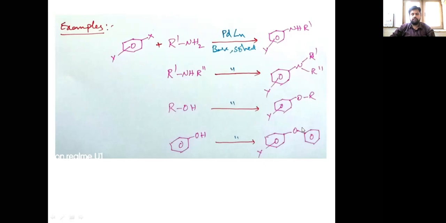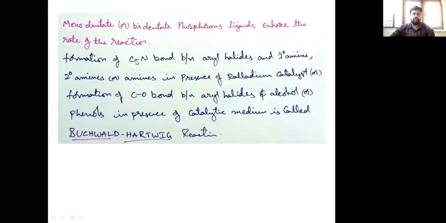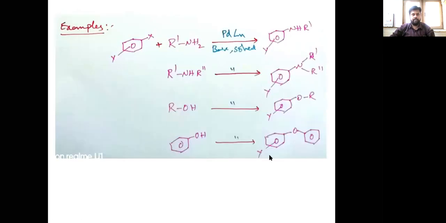So like this, a carbon-oxygen or carbon-nitrogen bond will be formed. In the previous reactions we have seen the formation of carbon-carbon bonds, but here it is not the C-C bond; it is carbon-nitrogen and carbon-oxygen bond formation. So this type of method is called the Buchwald-Hartwig coupling reaction, right?